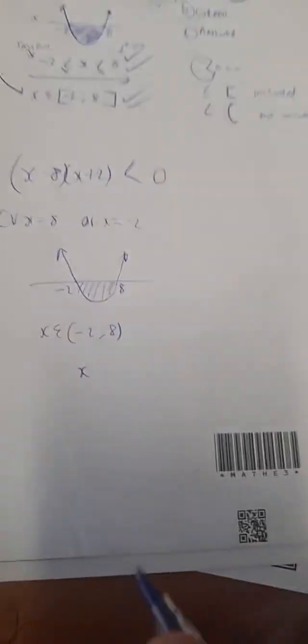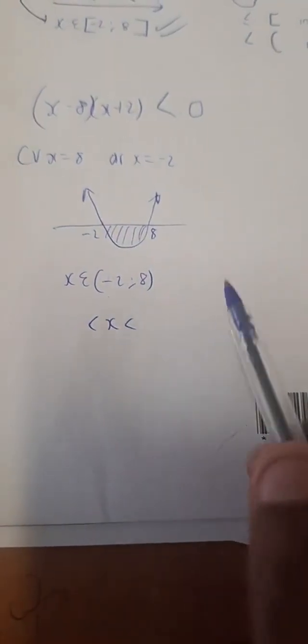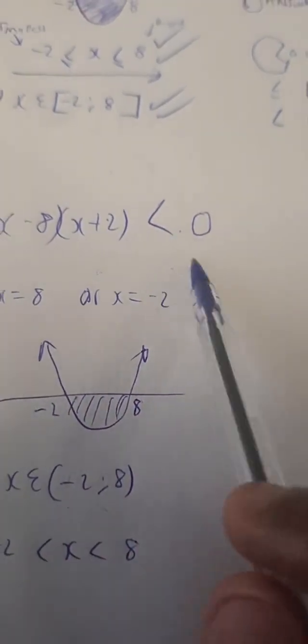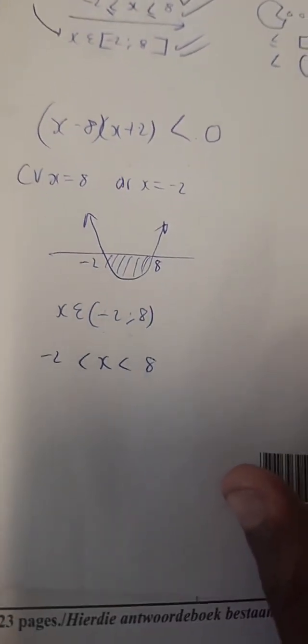Or you could say in between: you write the x, you open your mouth of the inequality to the right, you write -2 and 8 like that, no equal sign, because in your inequality sign there's no equal sign.